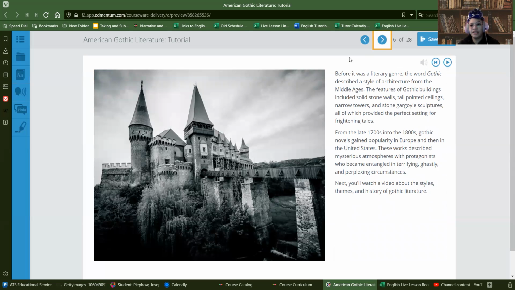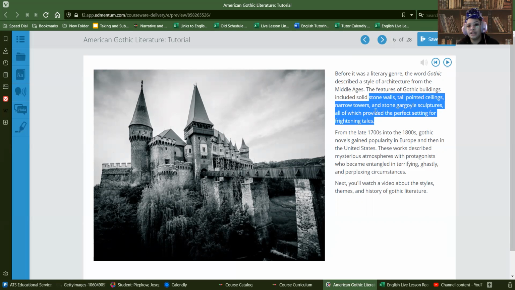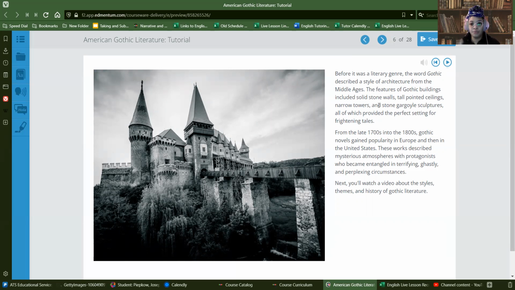So they go into, on slide 6, a little more information about the background of Gothic style from the Middle Ages. So basically, the word Gothic comes from the architecture, that means the style in which buildings were built, from the Middle Ages. So that included stone walls, tall pointed ceilings, narrow towers, and stone gargoyle structures, all of which provided the perfect setting for frightening tales. So those kind of old haunted castles that you picture from horror movies, that's Gothic style. And there was a whole writing style that was dedicated to writing stories set in those scary places.